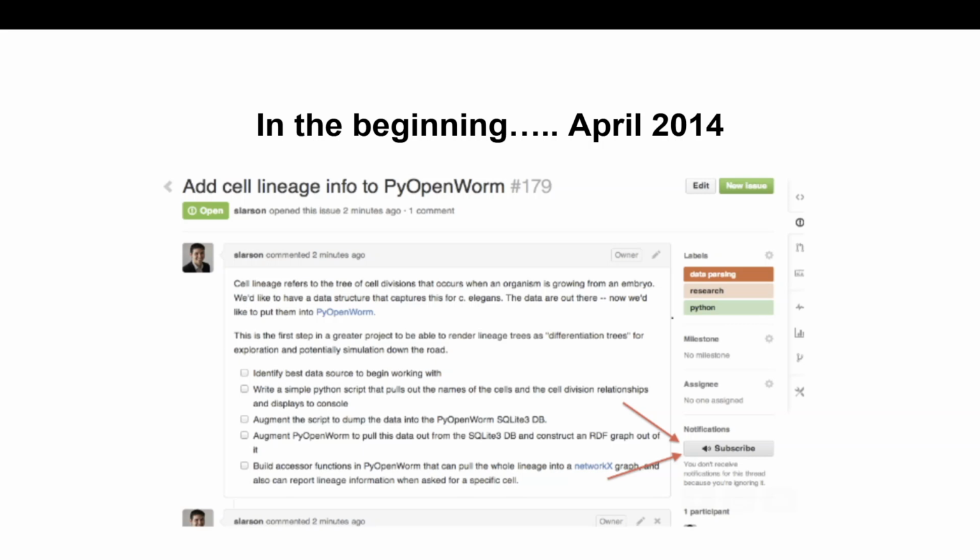So DevoWorm started in April of 2014. It actually was initiated by a GitHub issue, and that was on the OpenWorm Foundation's organizational GitHub, issue number 179. So you can see that Stephen Larson put this issue up. He basically put some goals on here. Basically, find a data source that allows us to find the lineage tree for C. elegans, which is well known and published, and bring that into a computational environment. So we did this with our first paper. We produced an RDF representation of this, and it was a good starting point. But we didn't directly solve this problem because we didn't incorporate it into PyOpenWorm.